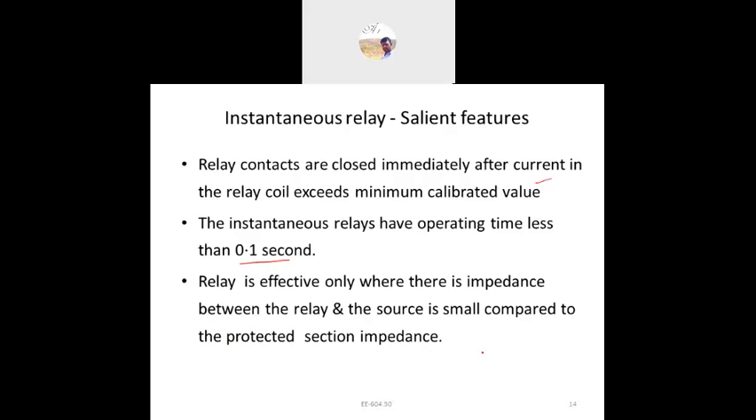If the protected zone is, say, the bus bar zone, the impedance value between the relay and the source should be small compared to the protected section; then only will it be effective. If the impedance is high, this type of relay is not workable at that time.